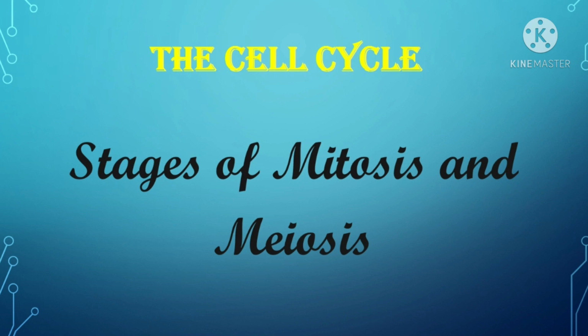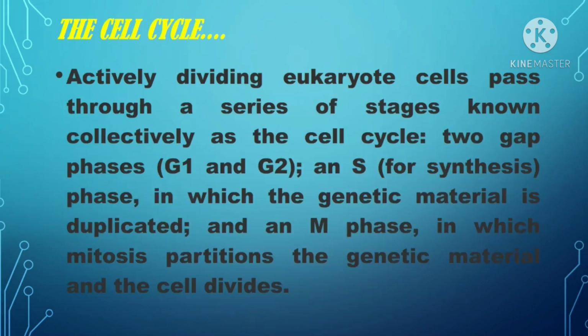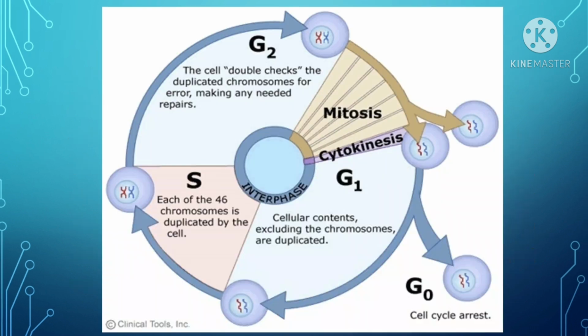So first, let us talk about the cell cycle. The cell cycle is a series of stages that actively dividing eukaryote cells pass through. Two gap phases, the G1 and the G2, and an S phase for synthesis, in which the genetic material is duplicated, and an M phase in which mitosis partitions the genetic material and the cell divides.